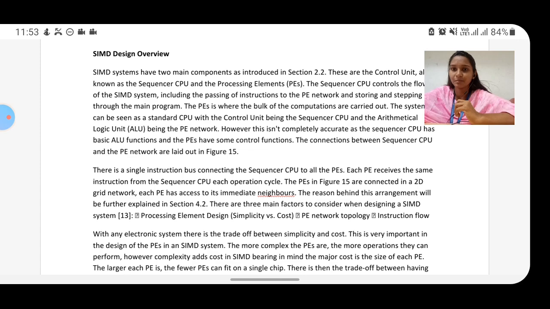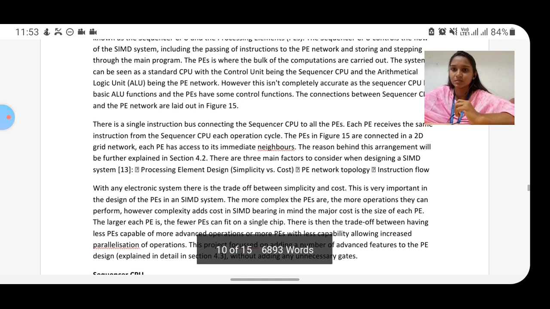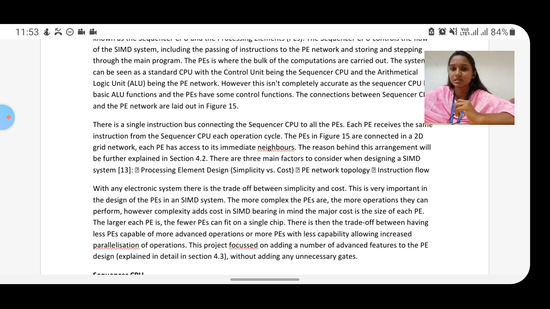There are three main factors to consider when designing a SIMD system: processing element designs, PE network topology, and instruction flow. With any electronic system, there is a trade-off between simplicity and cost. This is very important in the design of the PEs in a SIMD system. The more complex the PEs are, the more operations they can perform. However, complexity adds cost in SIMD, bearing in mind the major cost is the size of each PE.